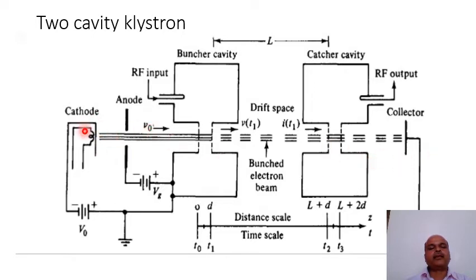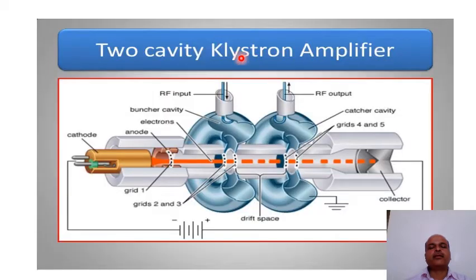Representation: cathode is there, anode, buncher cavity, catcher cavity. These are the bunched electrons. The space between them is called the drift space, and this is a collector. Next, in more detailed construction, we can observe the internal structure of a two-cavity klystron amplifier. RF input is given from this side. This is a cathode, this is anode, then buncher cavity, catcher cavity, and this red shows the bunching effect, and these electrons are collected at the collector, and we get amplified output from this side.